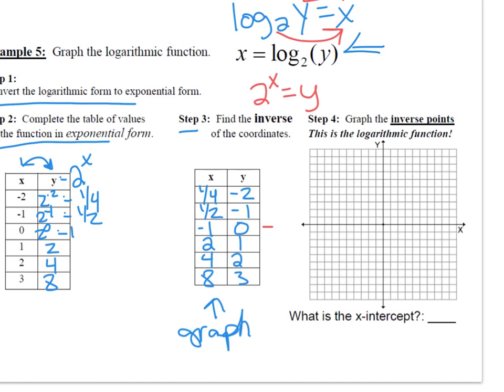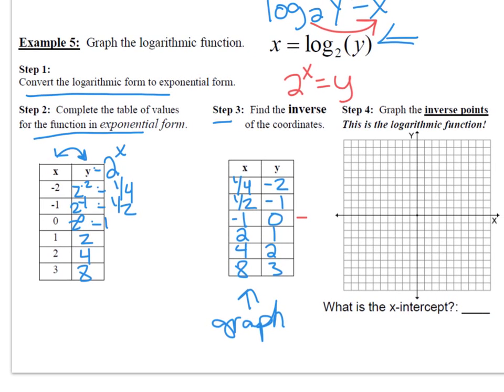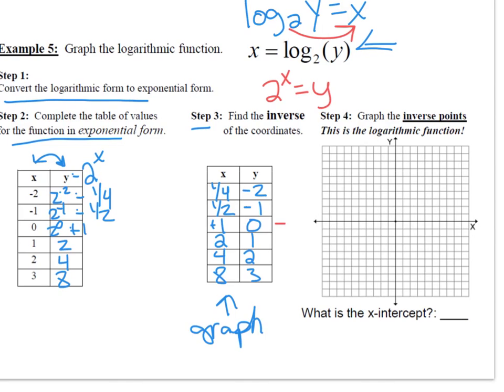So, wait a minute, I think I have a mistake here. This should be +1. Okay, now let me go back here. So I want to go over 1 up 0, so I'm going to have a point right there at 0, 1. Over 2 up 1, hard to make these points. Over 4 up 2, and then over 1/4 down -2.